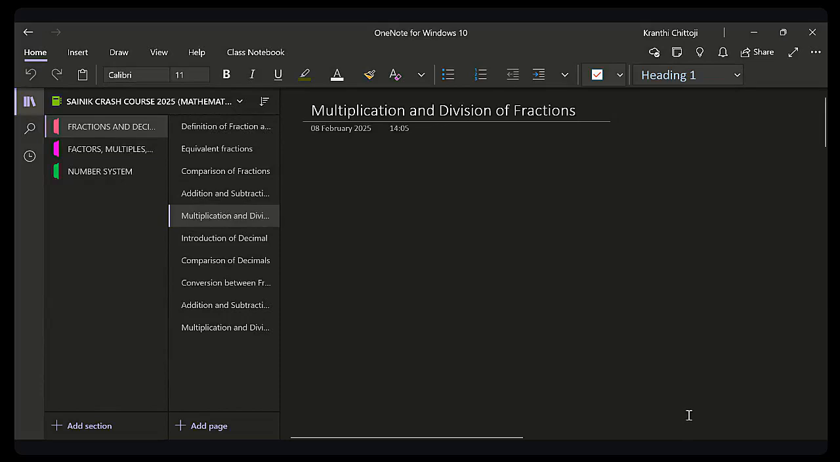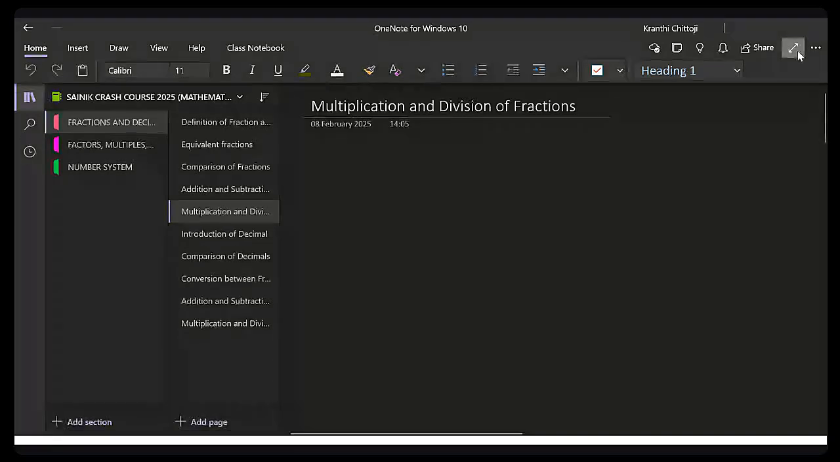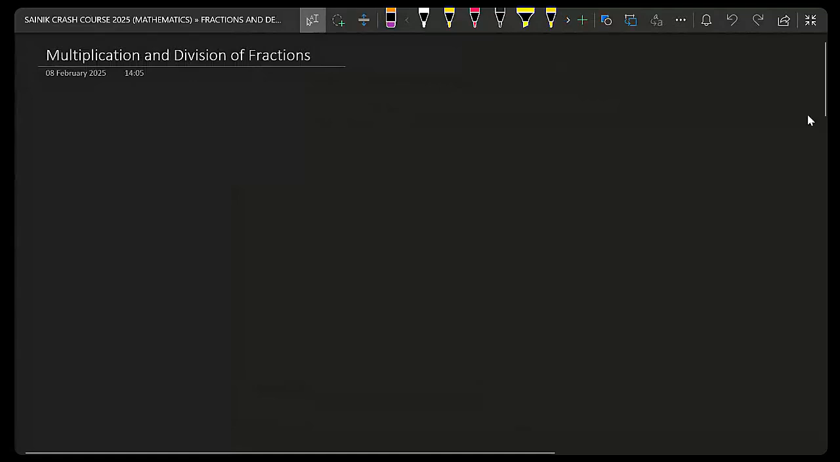So, yesterday we discussed addition and subtraction of fractions, and today we are going to do the next operation, that is multiplication and division of fractions. First, let us see how we can multiply fractions. For example, I have 2 by 6 and I want to multiply it by 4 by 12. We can do it in various methods.